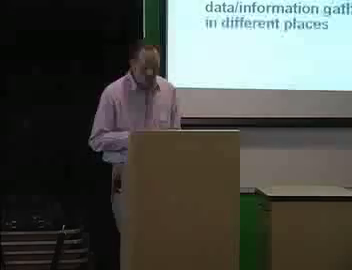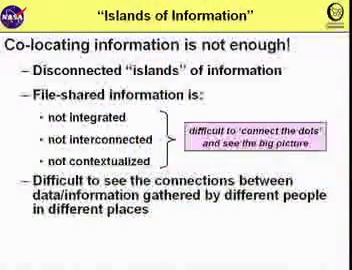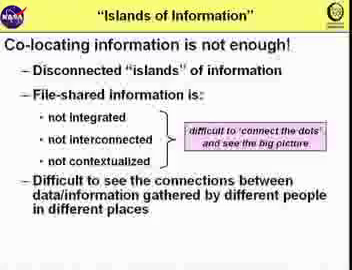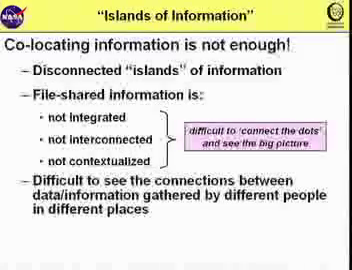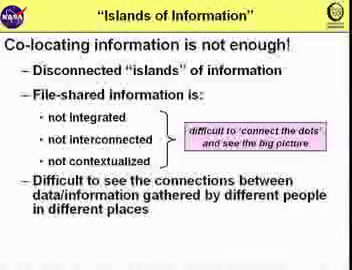So what we say is that co-locating information is really not enough. What you get when you co-locate information from hundreds of people together on a shared file system is a bunch of non-integrated information, which is not interconnected and not contextualized so that you can see the big picture of what's there.